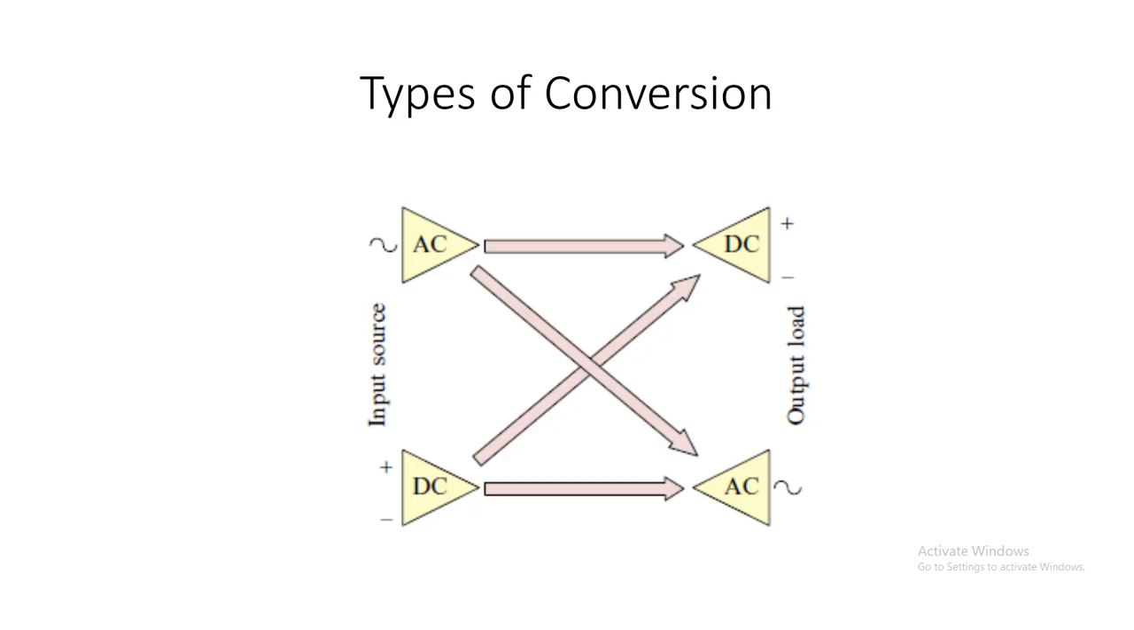So by means of this arrow, we can see that first we can convert AC to DC, and if the supply is DC, we can convert DC to AC. And it may be a cross combination. That is, if it is an AC, we can control or vary that AC, and if it is a DC, we can control or vary that DC. So these are the possible combinations of the conversion. Either we can convert AC to DC, or DC to AC, or fixed AC to variable AC, and fixed DC to variable DC.